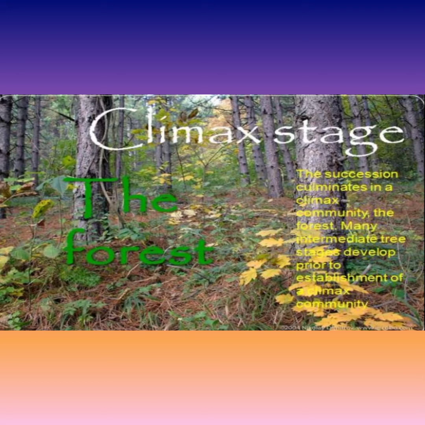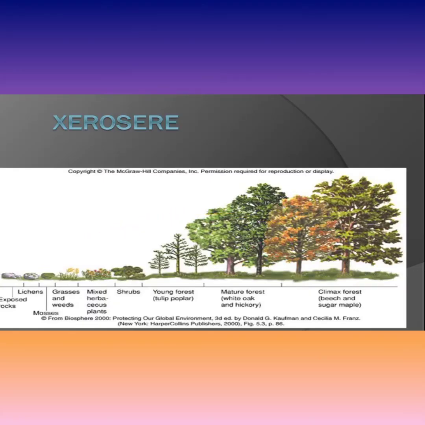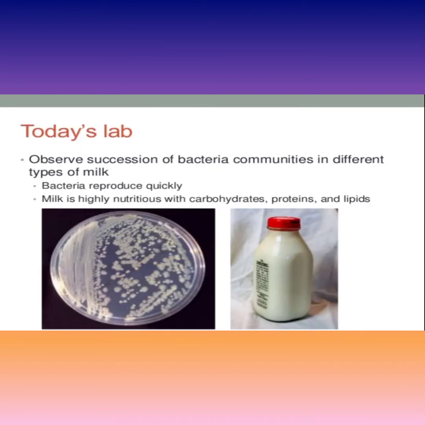Then next is the climax stage, that is the forest stage. The climax community of the succession is the forest. Many intermediate tree stages develop prior to the establishment of a climax community. Let's see the flowchart of a xerosere or xeric community. Next is the microbial or heterotrophic community.